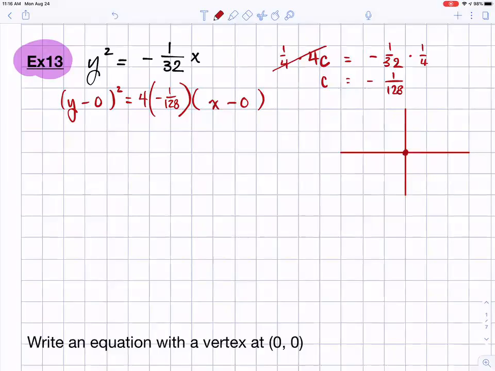Okay, so I'm not going to draw a whole lot here. I'm just going to draw enough of the parabola. That's to the right. I don't know my right from my left. Sorry. Hang on. Let's try that again. Let's open to the left.